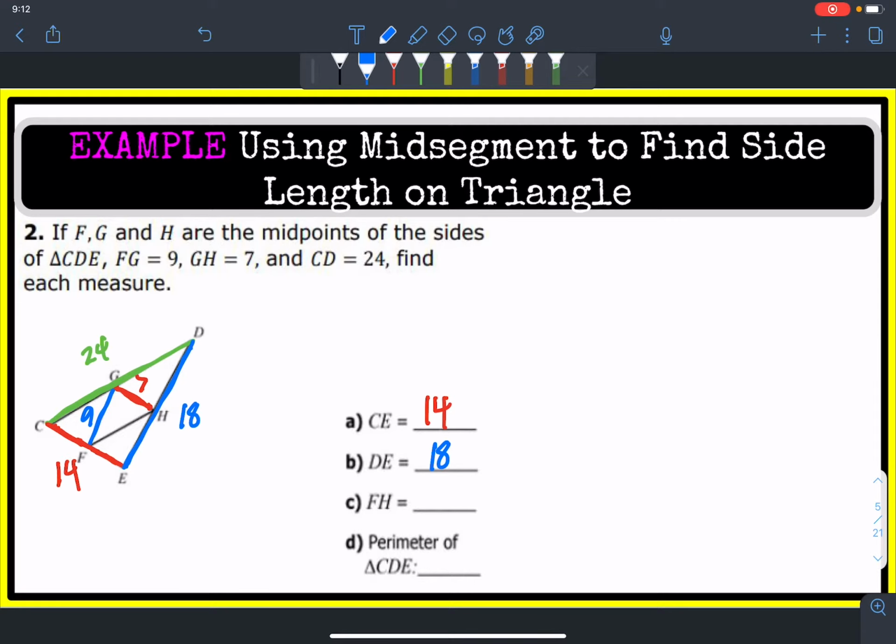And then finally, the last thing is F to H. So that's this distance right here, which again is parallel to this side right here of 24. So since these two sides, again, this is the mid-segment of this triangle here, this side that's parallel to this side is going to be half the distance. So that's going to be a total of 12. So the distance here is equal to 12 units.